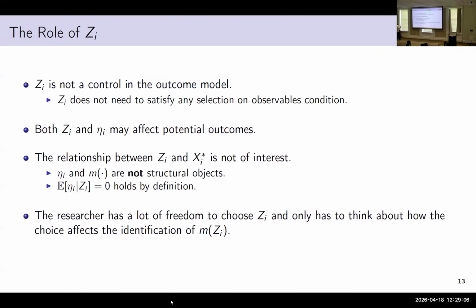So this gives the researcher, and I guess we like this quite a bit, a lot of freedom to choose Z. How should you choose Z? You should think of it as a match between whatever censoring method you would like to apply to identify the expectation of X star and your choice of Z. And if you have Z's that are suitable for one method, then maybe pair those Z's with that method and so on.